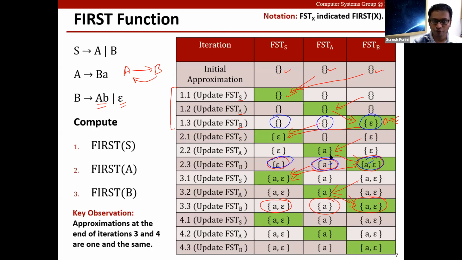And when we moved from iteration 2 to iteration 3, at the end of iteration 3, the estimates for the first sets of A and B didn't improve, but the estimate for the first set of S has improved. So what did we do? We included the terminal symbol A in it.